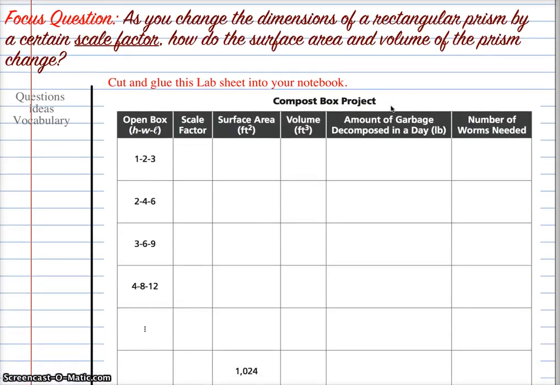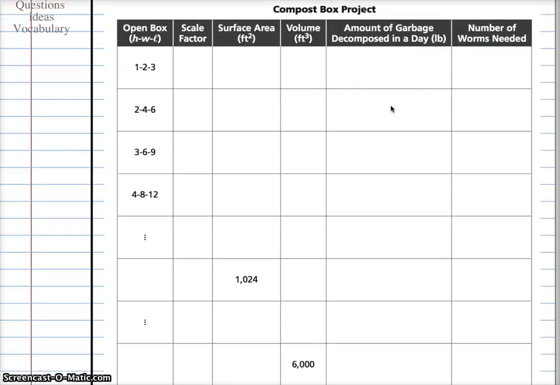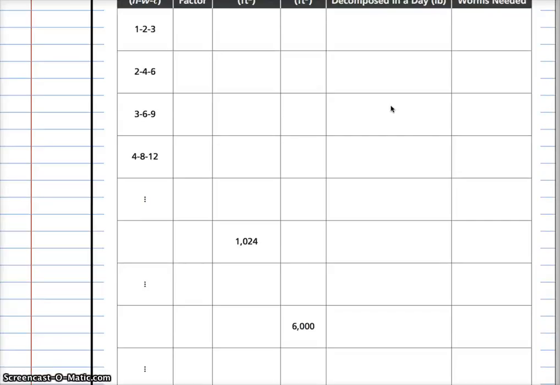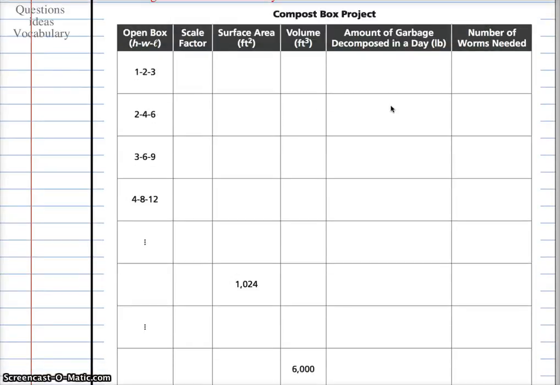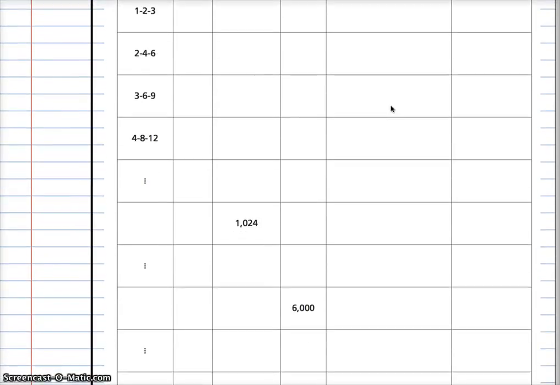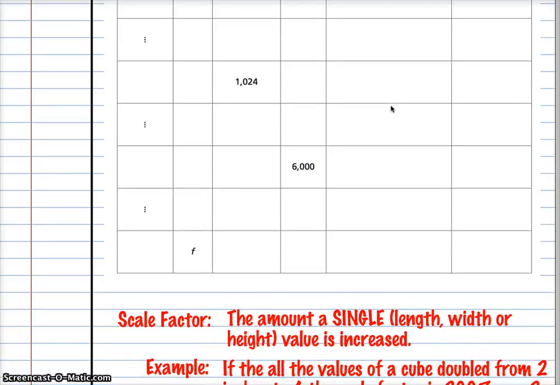So this lab sheet you picked up on the way in should be in the basket by the door. Cut and glue this into your notebook. We'll fill this in together a little bit later. Here are a few of the ideas and definitions you need.